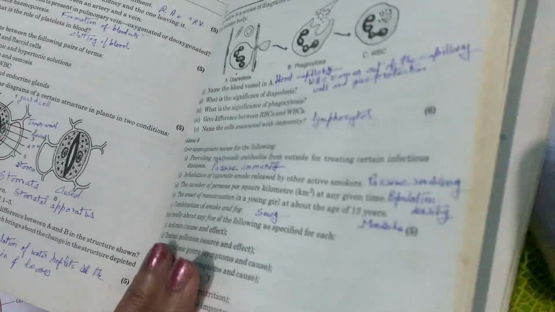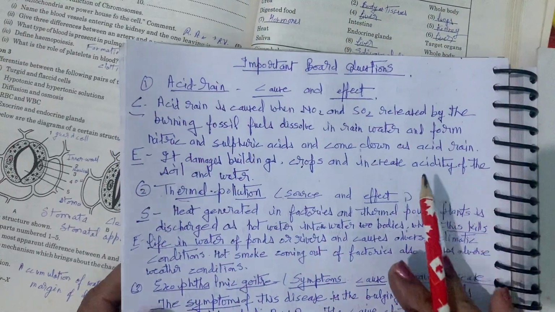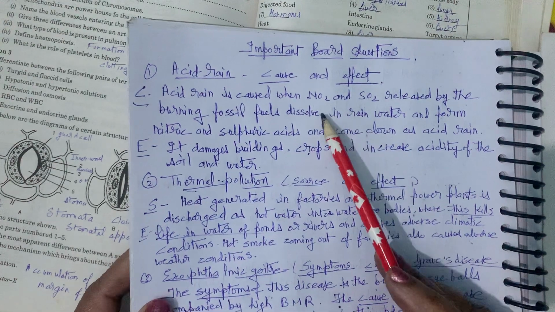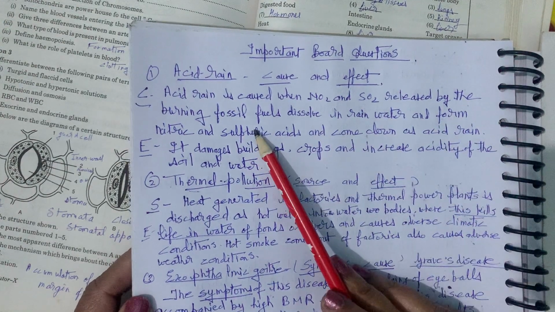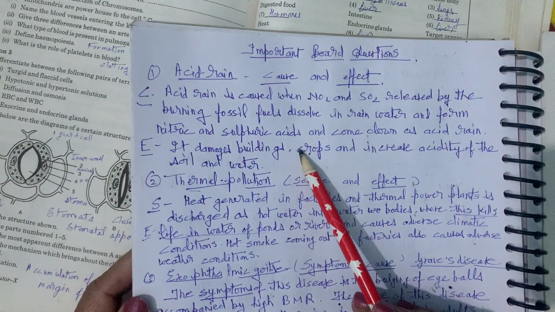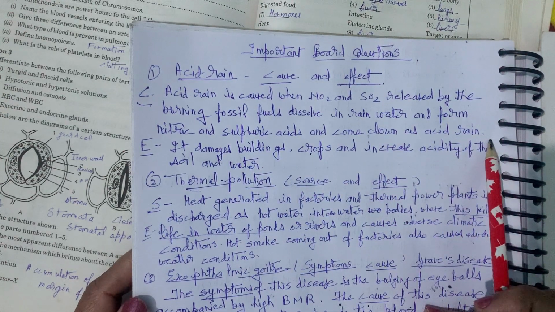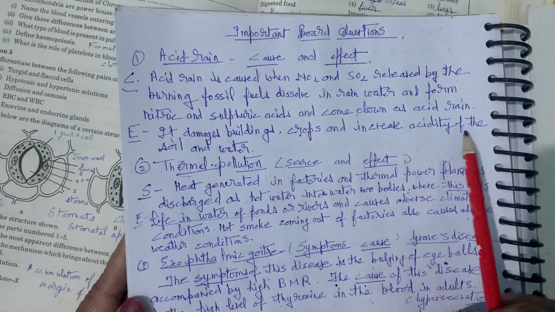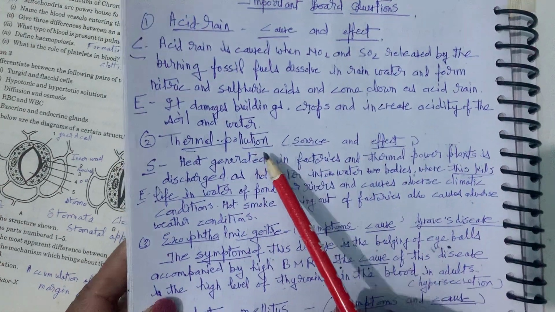Acid rain causes and effects. Look here. Acid rain is caused when the nitrogen dioxide, NO2, and SO2 released by the burning of fossil fuels dissolve in rainwater and form nitric and sulfuric acids and come down as acid rain. What are their effects? It damages buildings and crops and increases the acidity of soil and water.